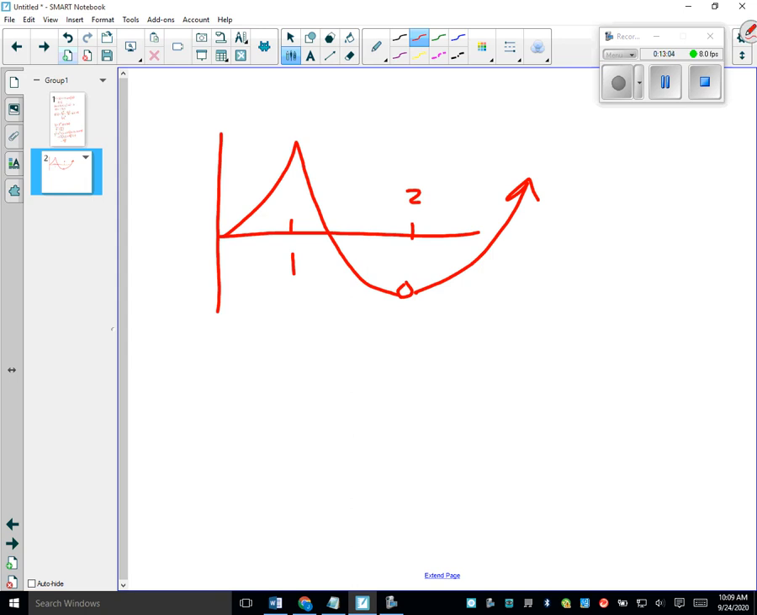Which x value is the function continuous but not differentiable? At 1. Because it's a cusp. Remember, at a cusp you can't take the derivative? Differentiable means you can take the derivative.